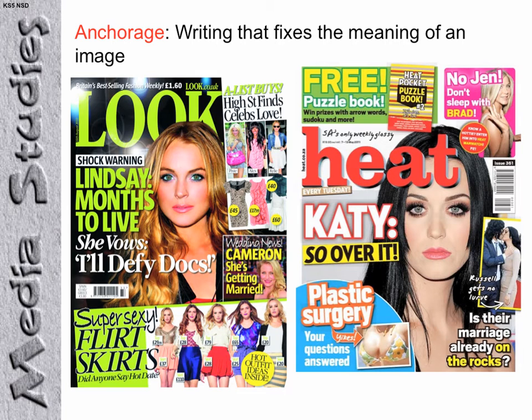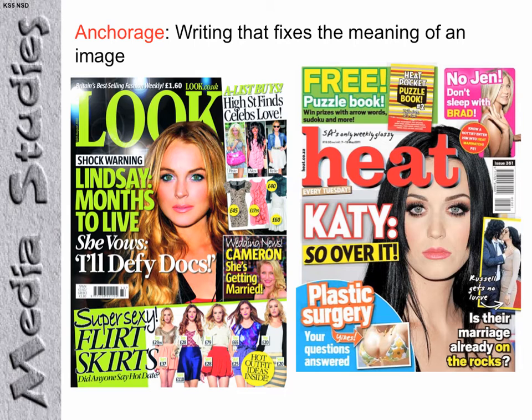Anchorage is a simple term that we've used before when discussing advertising, and in fact that we looked at when we first started looking at different media texts right at the beginning of term. Anchorage is the copy or writing that fixes the meaning of an image. Obviously, that old cliche, a picture tells 1,000 words, and of course we can read images in lots and lots of different ways. But it's the writing, the copy, usually a caption, sometimes a cover line as we see here, that really helps the audience understand what the image is about, the context of the image.